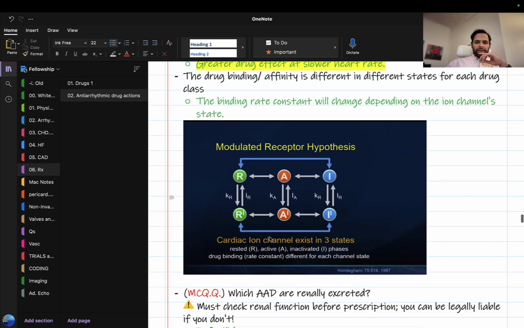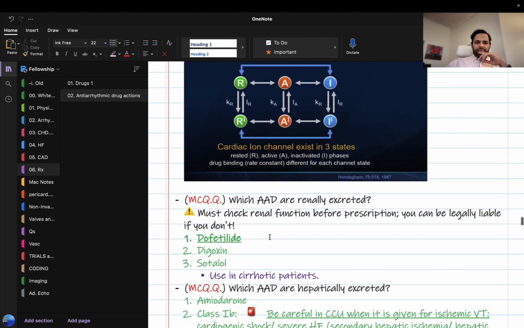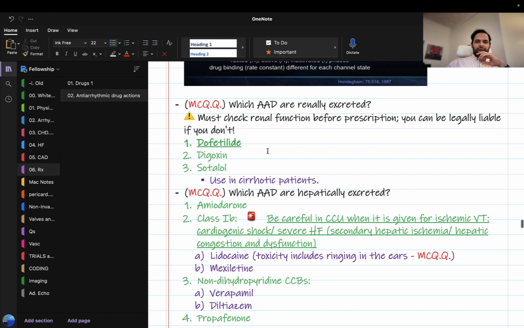All right. And with antiarrhythmic drugs, you should know which ones are renally excreted. And this is commonly tested on the board because there's a liability and a legal issue if you do not check renal functions, especially before prescribing dofetilide. So dofetilide, digoxin, and sotalol, you must document renal function before.